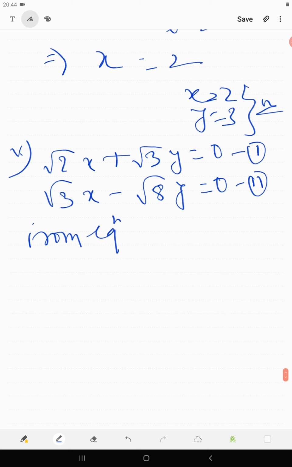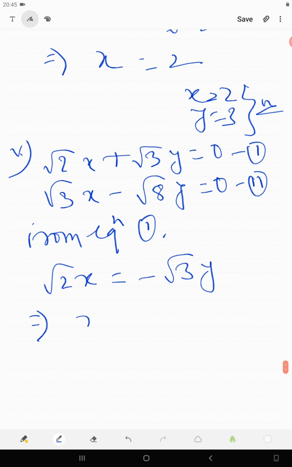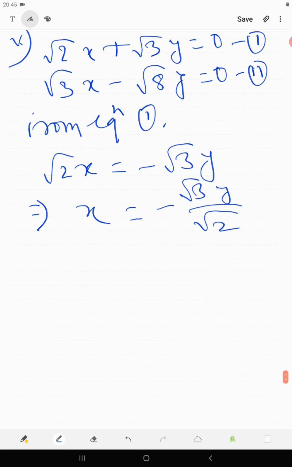So now from equation 1, what we will get? Root 2x equals to minus of root 3y, because 0 minus root 3y is minus root 3y. So this simplifies x equals to minus of root 3y divided by root 2. Correct? So this is our equation 3.